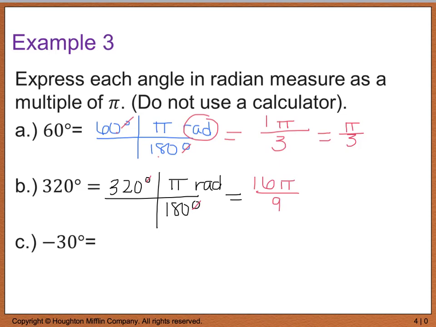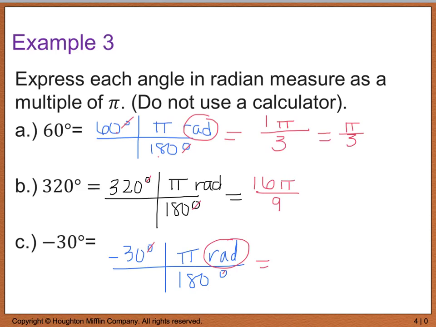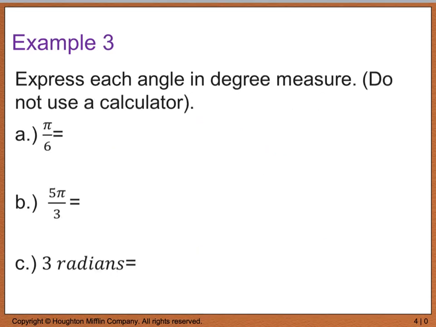Likewise for part C, I have a negative 30 degrees. I want my degrees to cancel out, so that's going into my denominator. I know there's 180 degrees for every pi radians. My degrees are going to cancel, left with radians, which is what I want. And negative 30 goes into 180, so this is going to give me a negative pi divided by 6 radians.